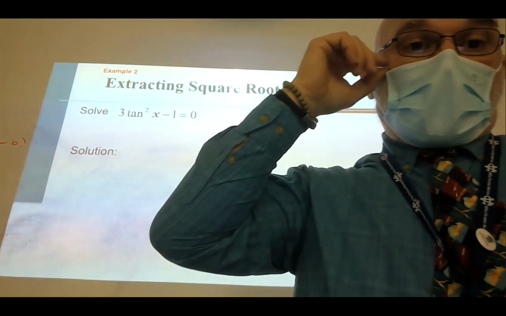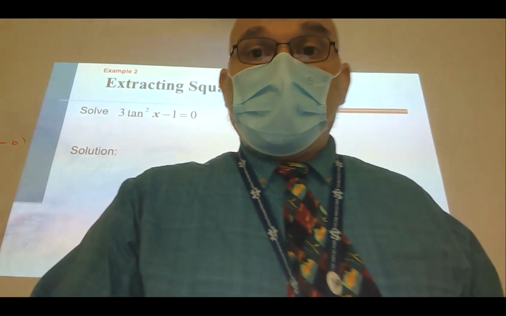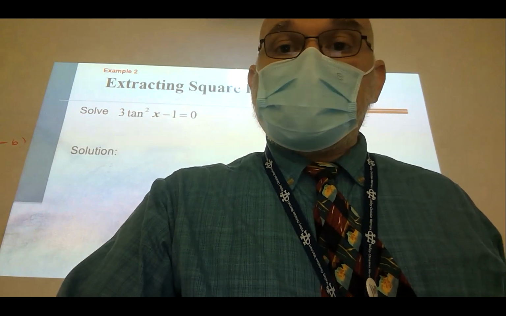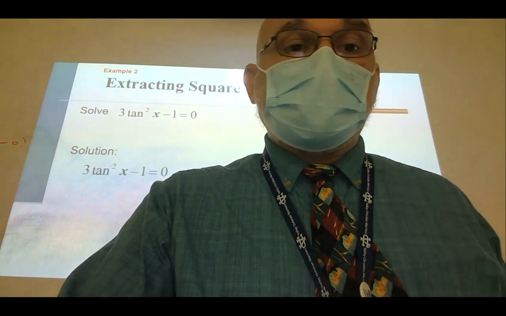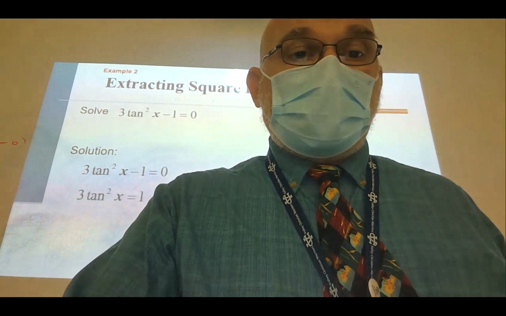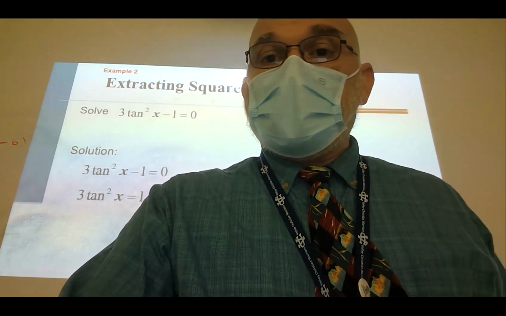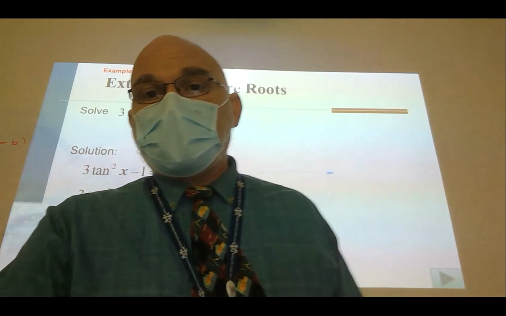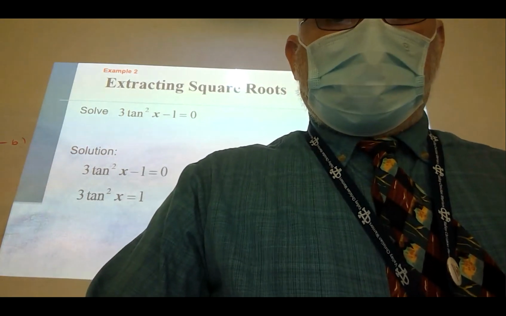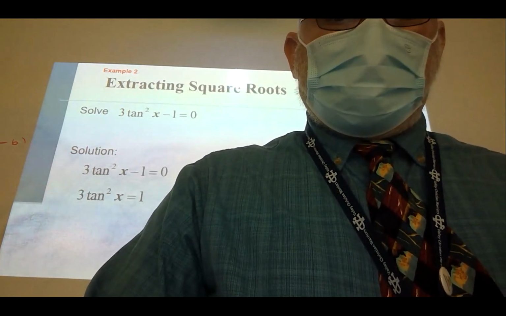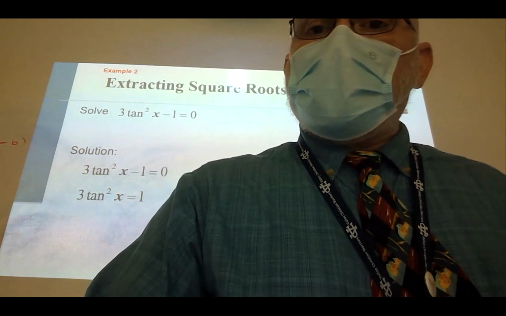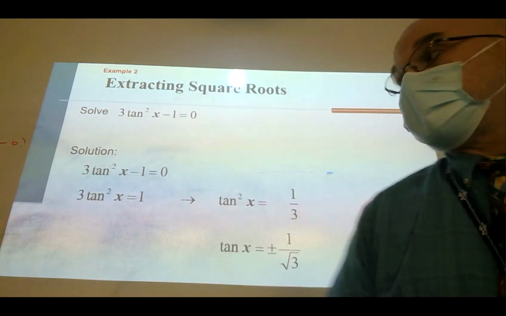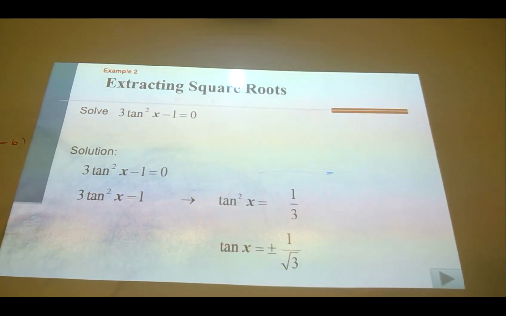So solve this. Well, let's solve for tangent of x. Let's try to isolate tangent squared. This is going to tell me that tangent squared is equal to 1/3. So now I have to take into consideration, when I take the square root, both the positive and negative square root: plus or minus 1 over the square root of 3.